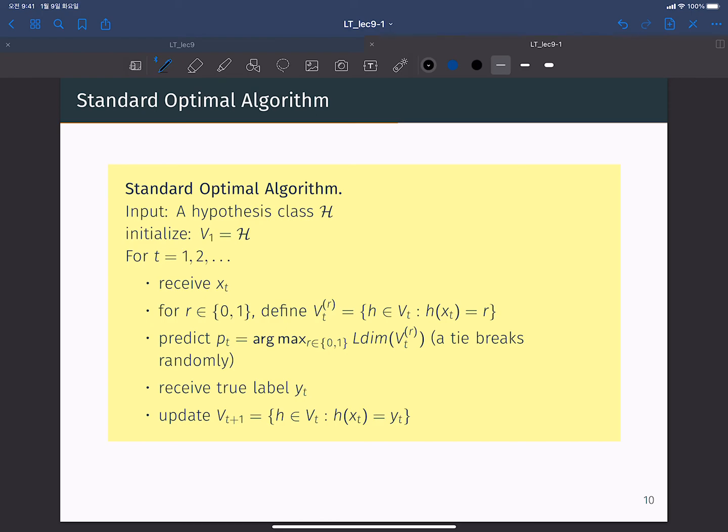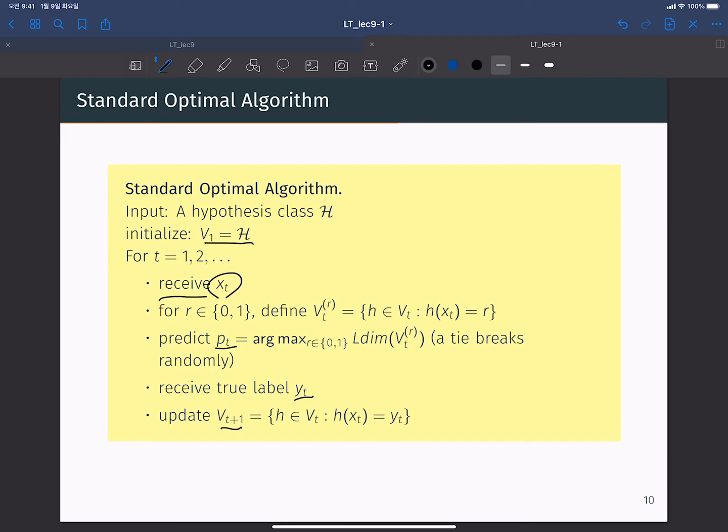So using L dimension, we can design a simple algorithm for the infinitely many hypotheses case. It's called the standard optimal algorithm. As before, we first start with the entire hypothesis class V1, and at each time we receive a new instance xt, make a prediction pt, get the true label yt, and then update to Vt plus 1. The standard optimal algorithm is like a majority vote.